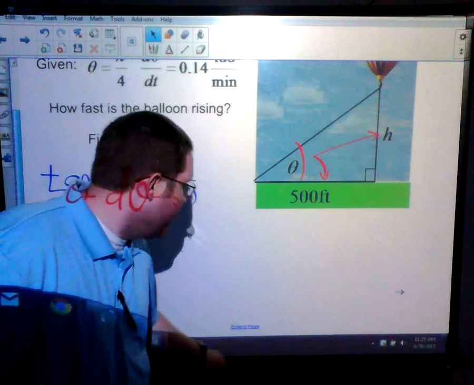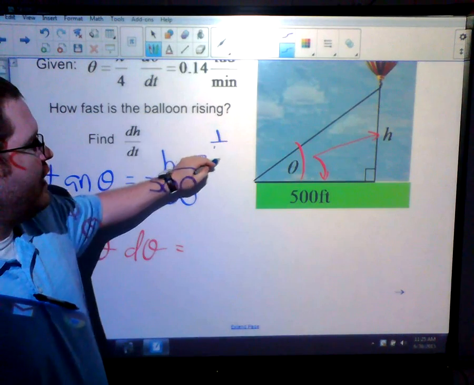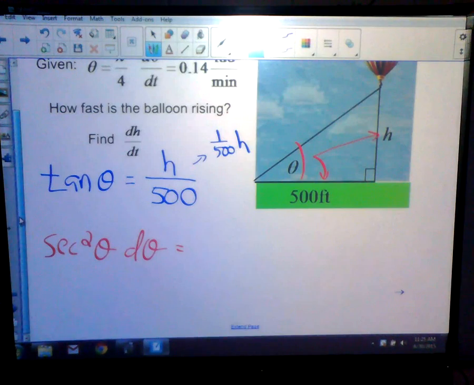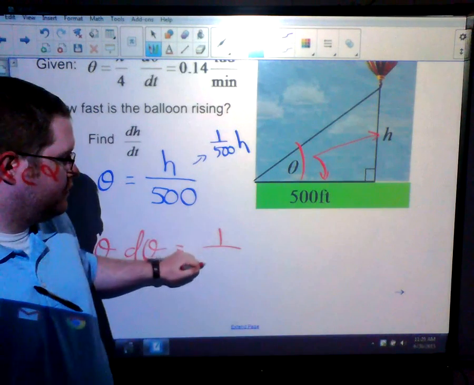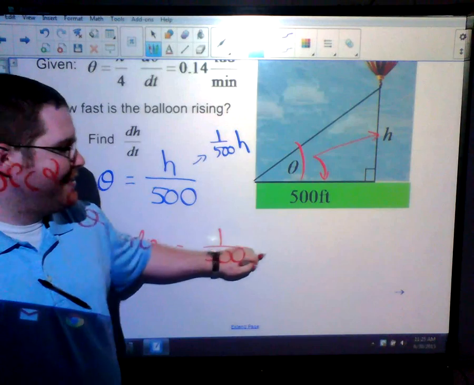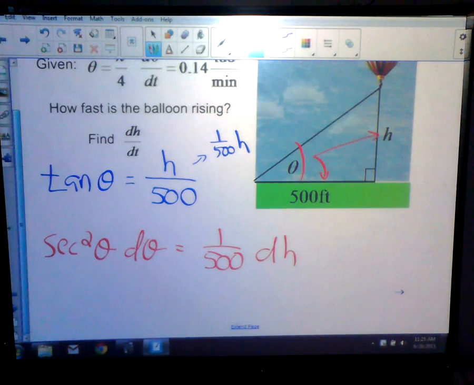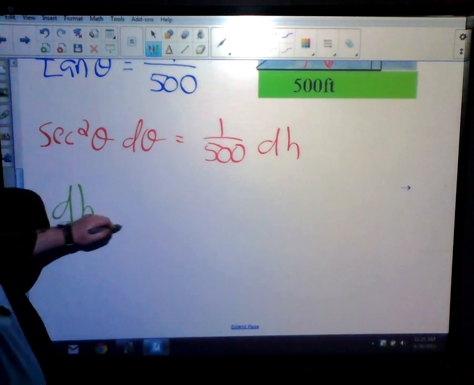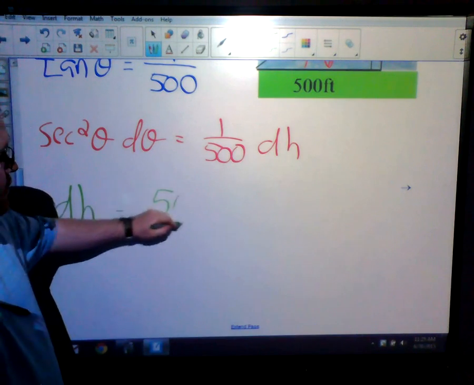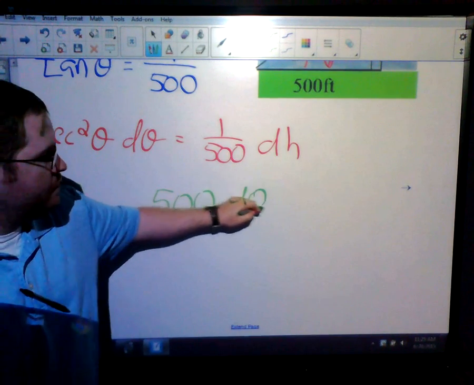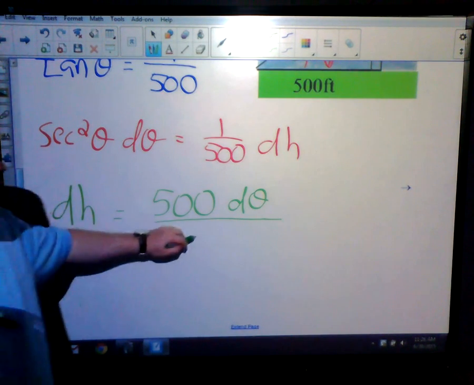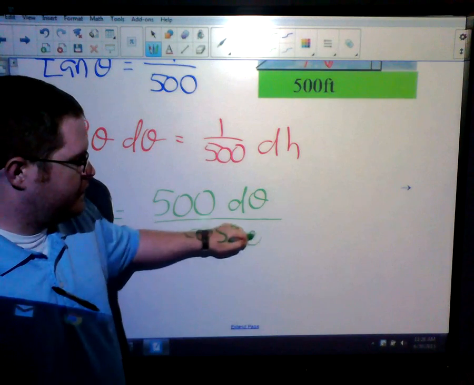Over here, if I were to rewrite this as 1 over 500 h, what's the derivative of 1 over 500 h? What's 1 over 500? dh. So I want to know what dh is. dh is equal to 500 d theta over, I don't have a secant button in my calculator, but secant is 1 over cosine squared.